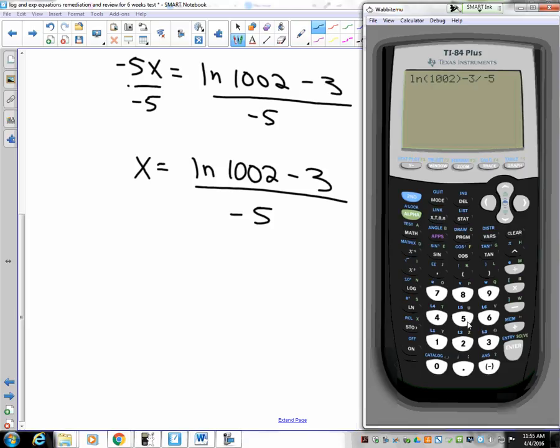So what's wrong with that? The only thing that's being divided by negative 5 is negative 3. So how could I fix it if I were going to keep it in that format? Just do the natural log of 1002 minus 3, and it equals. Y'all see what he's saying? You would type in the natural log of 1002 minus 3 and hit equals, and then divide by negative 5.